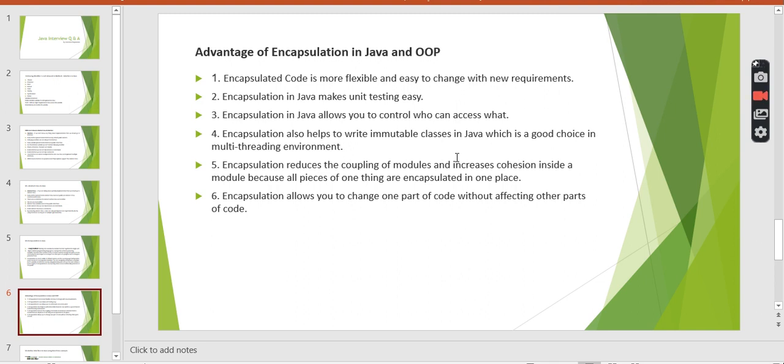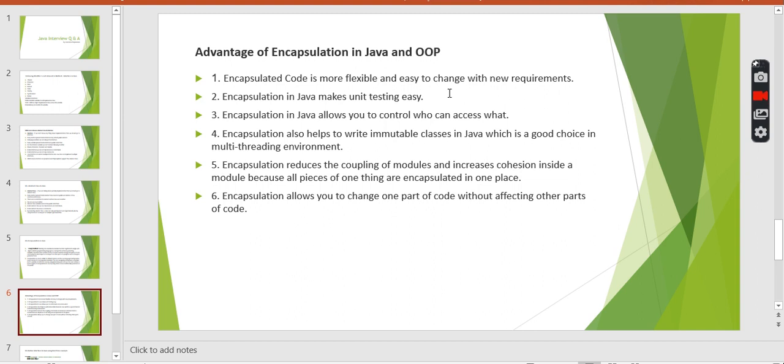It can be changed later according to your design principle, like protected or default, any type of changes you can do. Encapsulation in Java makes unit testing easy. Okay, so if you are doing your classes and providing unit testing, then it would be easy. Encapsulation in Java allows you to control who can access. So you can manage the control over your class.